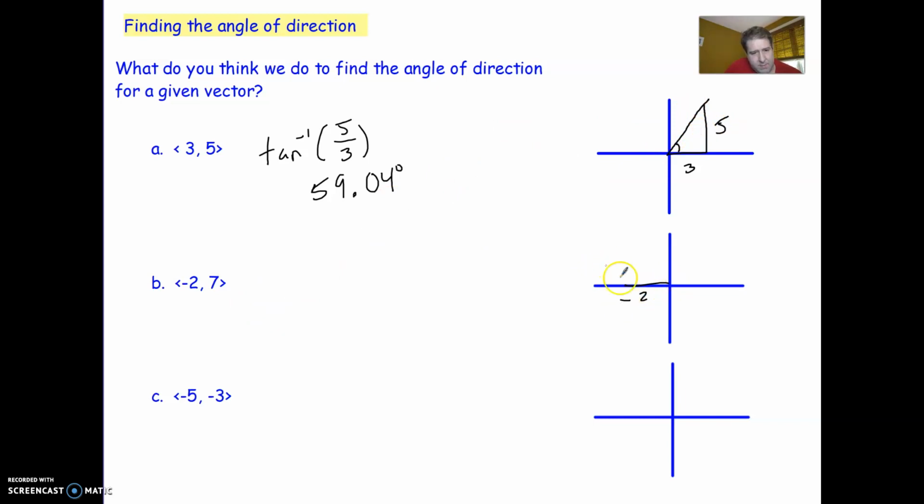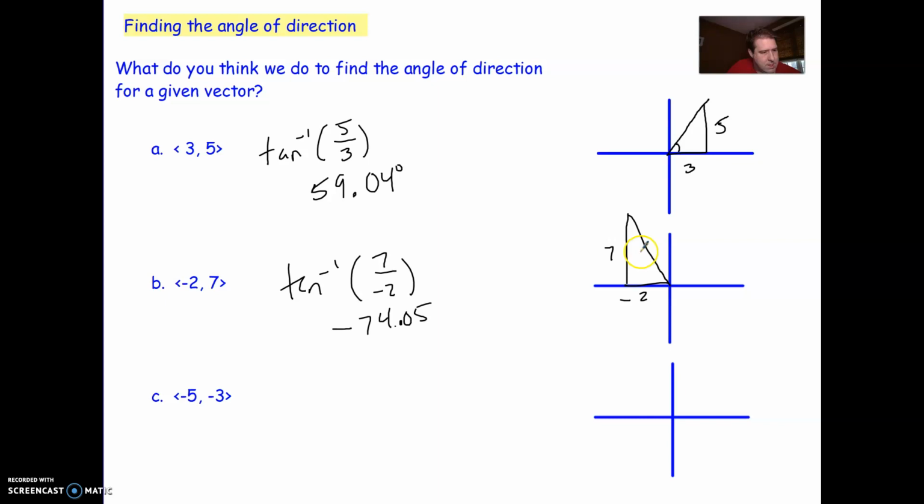So what if this is negative 2 and 7? All right. So I'm going to do inverse tangent of y over x. Inverse tangent of 7 divided by negative 2 gives me negative 74.05. But I know that's not right because it's in the wrong quadrant. So I need to add 180 to that, and that's going to give me 105.94 degrees. And that's in the second quadrant, so that makes sense. I got an answer that was here, but it had to be in this quadrant.